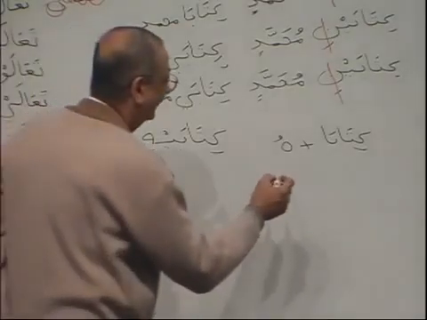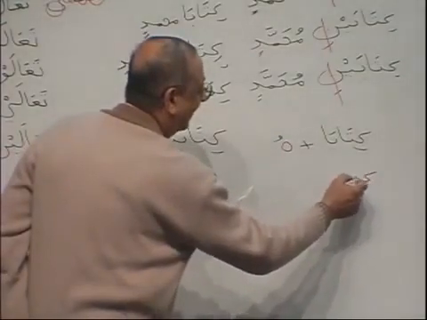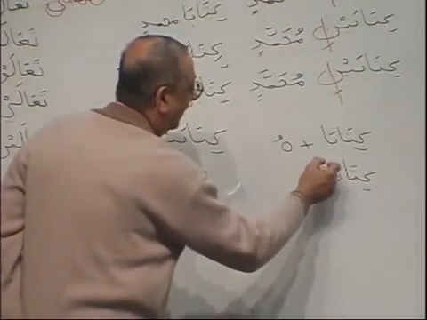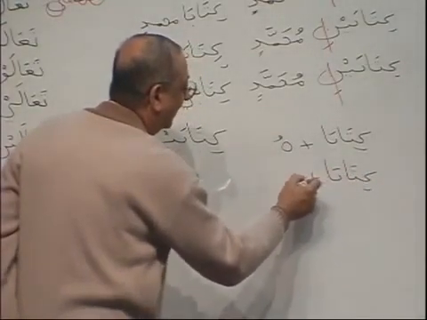Kitabahu, kitabahuma, kitabahum, kitabaha, kitabahuma, kitabahunna, kitabaka, kitabakuma, kitabakum, kitabaki, kitabakuma, kitabakunna. Now! What happens, brothers and sisters, with kitaba plus ya mutakallim?